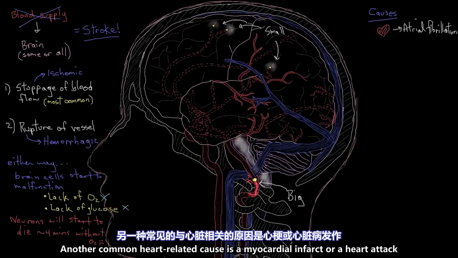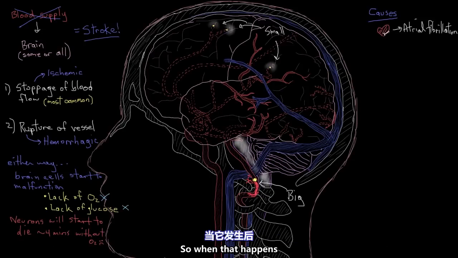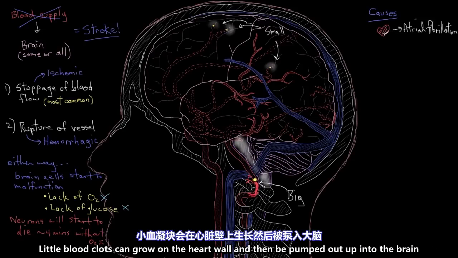Another common heart-related cause is a myocardial infarct or a heart attack. So when you have a heart attack, a part of your heart wall might start to not contract properly. So when that happens, little blood clots can grow on the heart wall and then be pumped out up into the brain.